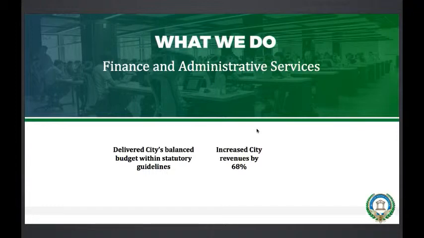So some of the key highlights that we were able to accomplish thus far during our short tenure as a city under our Financial and Administrative Services Department: we delivered our city's balanced budget within the statutory guidelines. And we're looking forward to doing that for FY20 as well, as we're beginning to start that process. We also were able to increase city revenues by 68%. And as a new city, we're continually exploring new and innovative ways to expand our resources, and we look forward to increasing that for FY20 and in years to come.